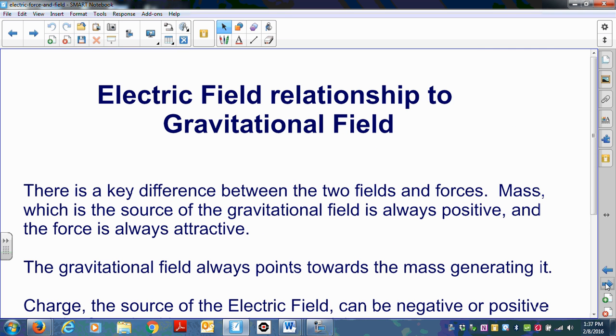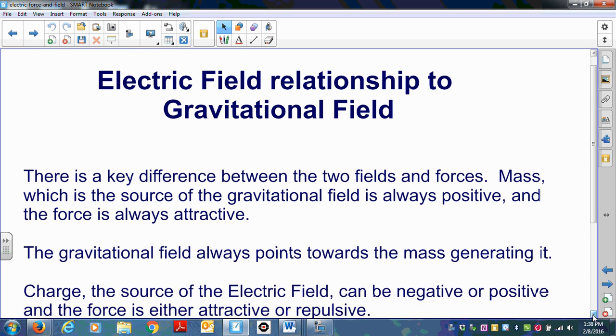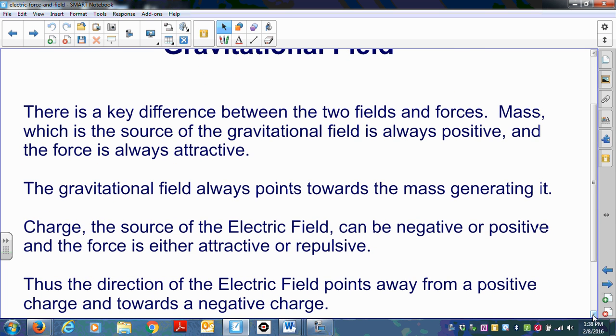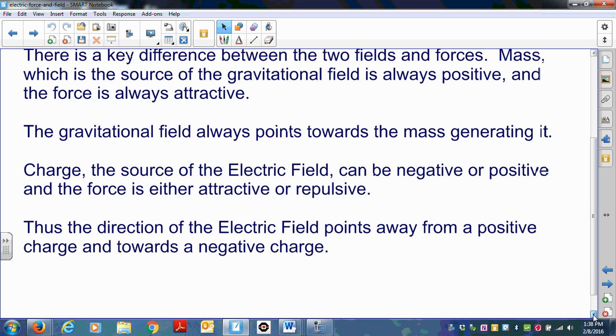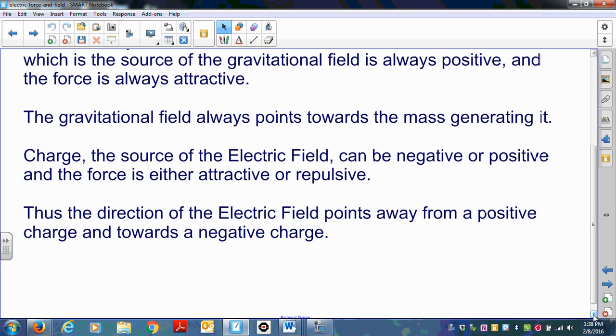There is a key difference, however, between the two fields and the forces. Mass, which is a source of gravitational field, is always positive, and the force is always attractive. The gravitational field points towards the mass generating it. Charge, the source of the electric field, can be negative or positive, and the force is either attractive or repulsive. Thus, the direction of the electric field points away from a positive charge and towards a negative charge.